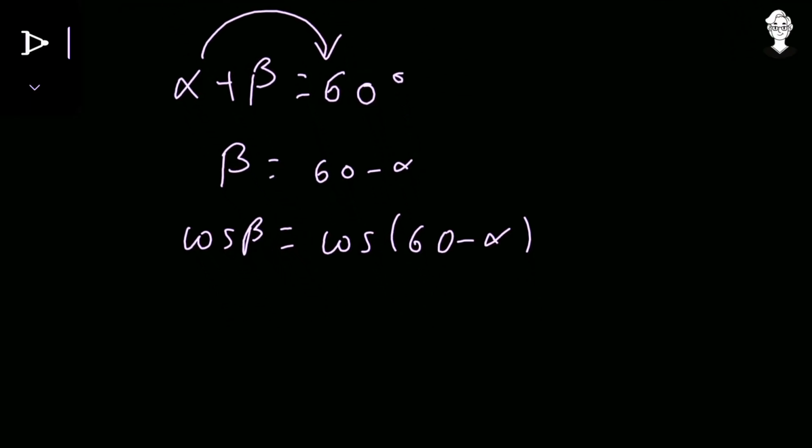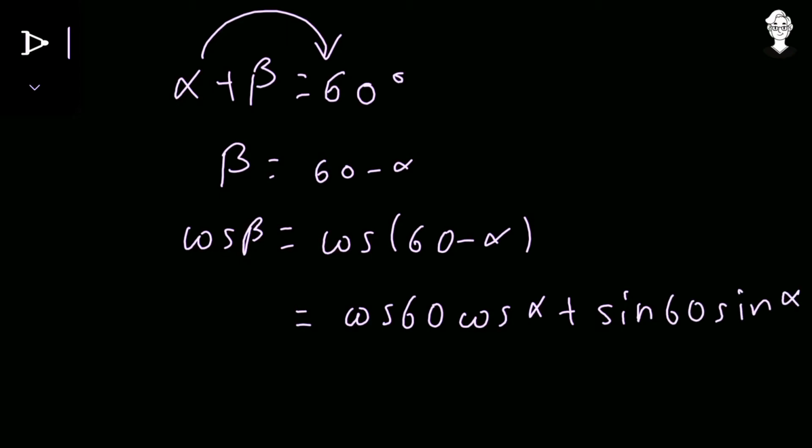Now according to the trigonometric identity, we can expand cos of 60 minus alpha, so it becomes cos of 60 cos of alpha minus, as it is minus, it becomes plus, sine of 60 sine of alpha, and that is equal to cos of beta.